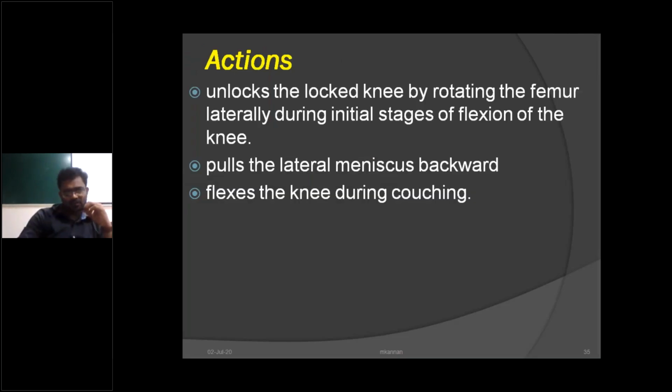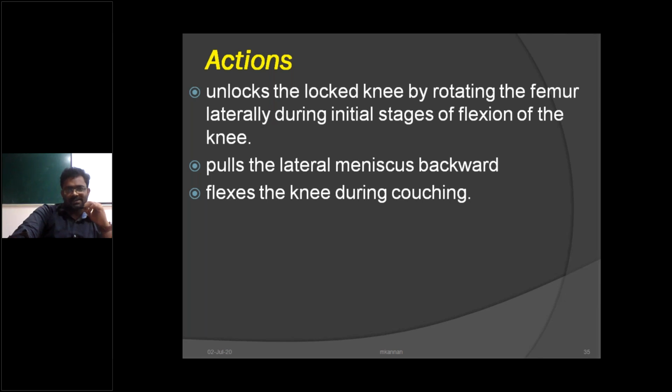Action: the first and most important action is that it unlocks the locked knee. After locking of the knee, unlocking of the knee joint is caused by the popliteus muscle, by rotating the femur laterally during the initial stages of flexion of the knee joint. So it pulls the lateral meniscus backward and flexes the knee during coughing. These are the remaining actions of the popliteus muscle.